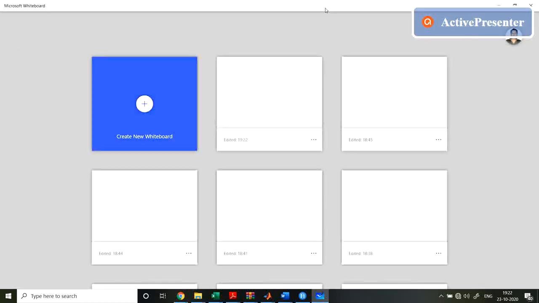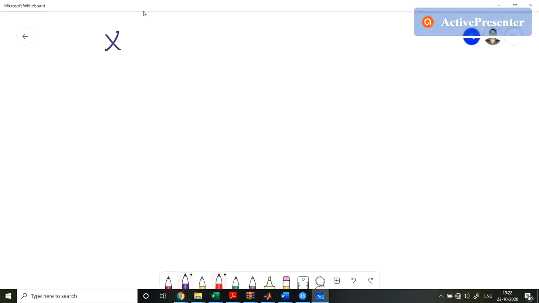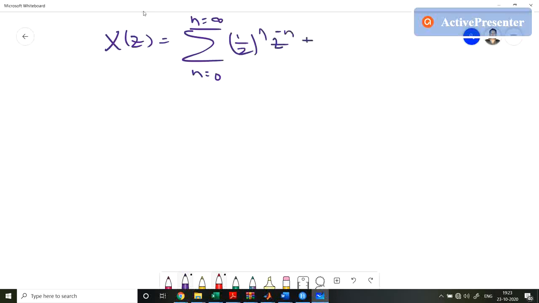So it can be written as, if we consider the definition of u[n], then it is equal to the sum from n equals 0 to n equals infinity, where its value is 1. So what we will get? We will get (1/2)^n z^(-n) plus the sum from n equals 0 to infinity of (1/3)^n z^(-n).